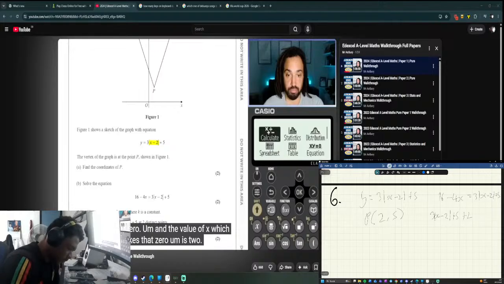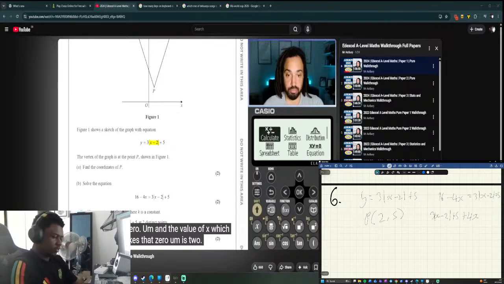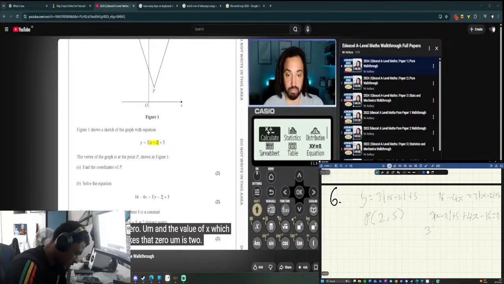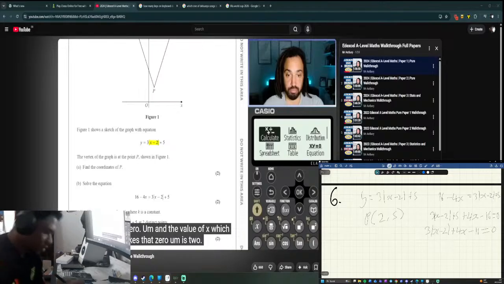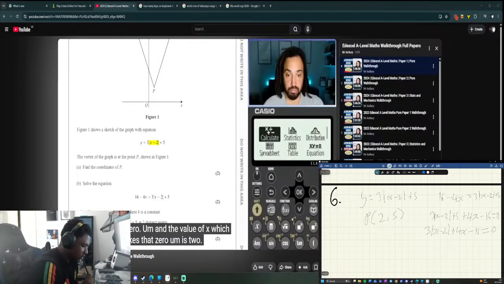plus 4x. And then we're minusing 16 equals 0. So 3 modulus of x minus 2 plus 4x minus 11 equals 0. And we just gotta do both sides of this. Yeah, you just gotta do both sides.